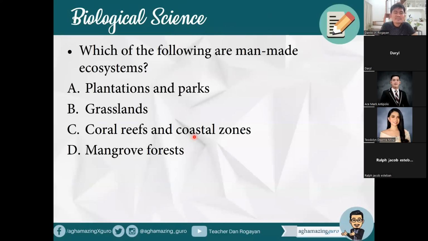Which of the following are man-made ecosystems? A, plantations and parks. B, grasslands. C, coral reefs and coastal zones. D, mangrove forests.